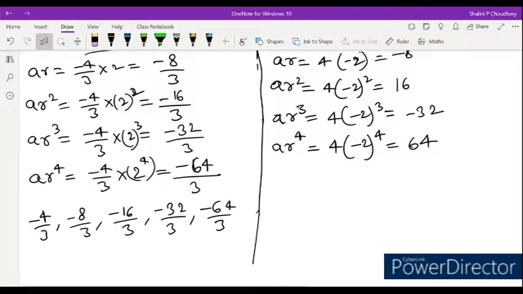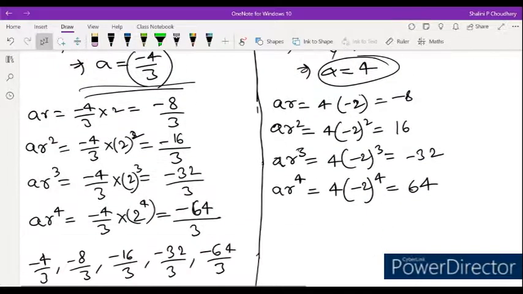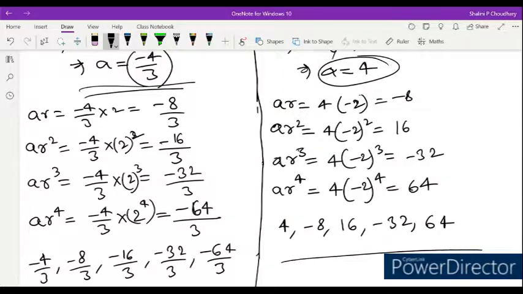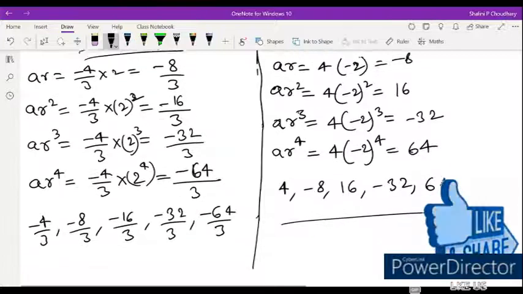Okay, so what are the terms we are getting? A is equal to 4. The first term is 4, second term minus 8, third term 16, fourth term minus 32 and fifth term 64. So these are the terms. Okay. I hope you understood the sums.